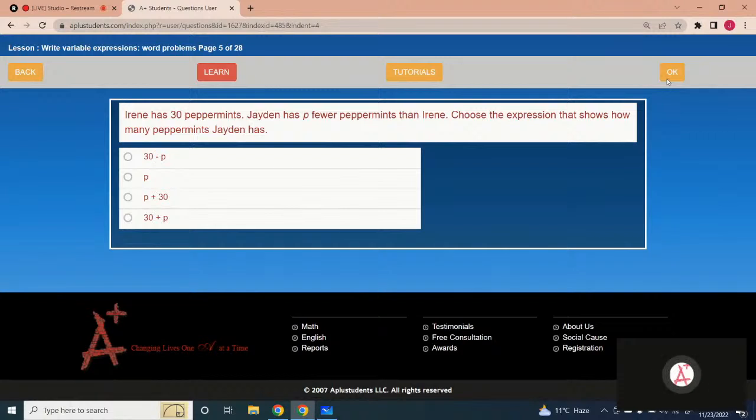Just understand the expression. Aaron has 30 peppermints. Jaden has p fewer peppermints than Aaron. Choose the expression that shows how many peppermints Jaden has. So Jaden has p fewer. Fewer means you have to subtract p, so it would be 30 subtract p. Got it? Just select the correct option and click on the OK button.